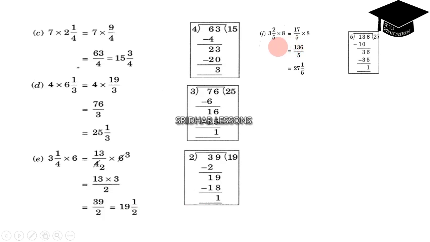Question F. 3 of 2 by 5 into 8. We can rewrite this one as 3 into 5, 15 plus 2, 17 by 5 into 8. If you multiply 17 into 8 is equals to 136 by 5. 136 divided by 5, we will get the remainder as 1. So we can write this as 27 of 1 by 5.